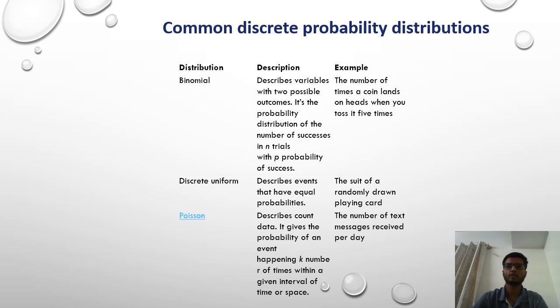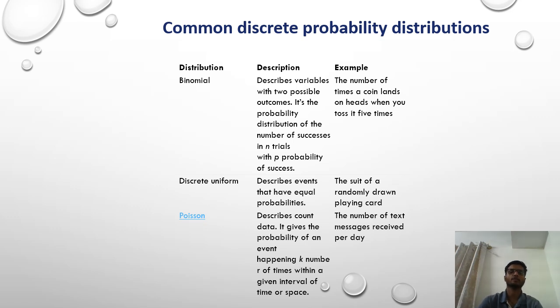Common discrete probability distributions. There are three types of distributions: binomial, discrete uniform, and Poisson. Binomial describes variables with two possible outcomes. It's the probability distribution of the number of successes in n trials with probability p of success. Example, the number of times a coin lands on heads when you toss it 5 times. The next one is discrete uniform. It describes events that have equal probabilities. Example, the suit of a randomly drawn playing card.